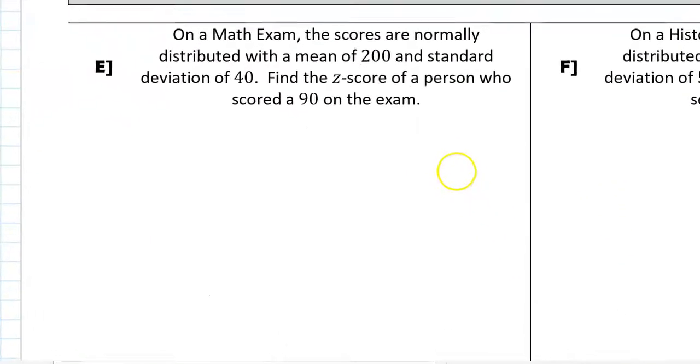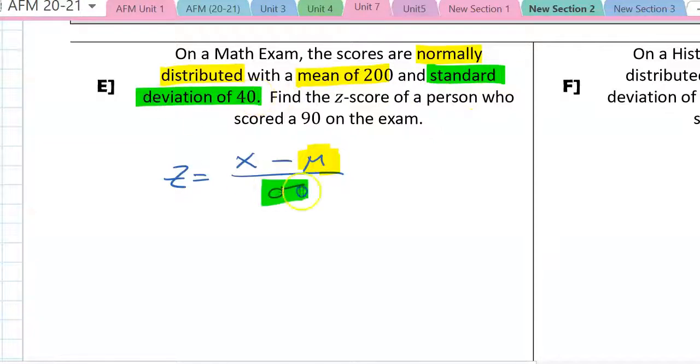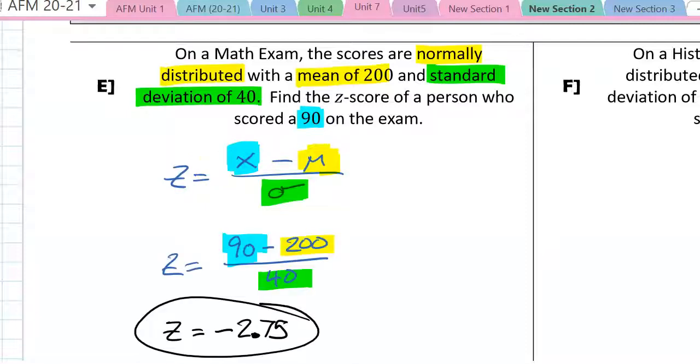So let's take a look at this example. On a math exam, scores are normally distributed, which is the key part of this. We have a mean of 200, so I'm going to plug in 200 for that value. We have a standard deviation of 40, which is going to go there. And the value in question is that we want to find a z-score for an exam of 90. So 90 is going to go into that blue spot, which gives us a z-score of negative 2.75.